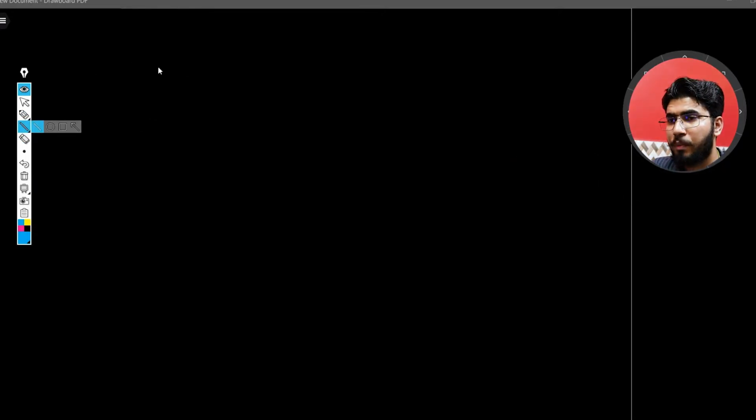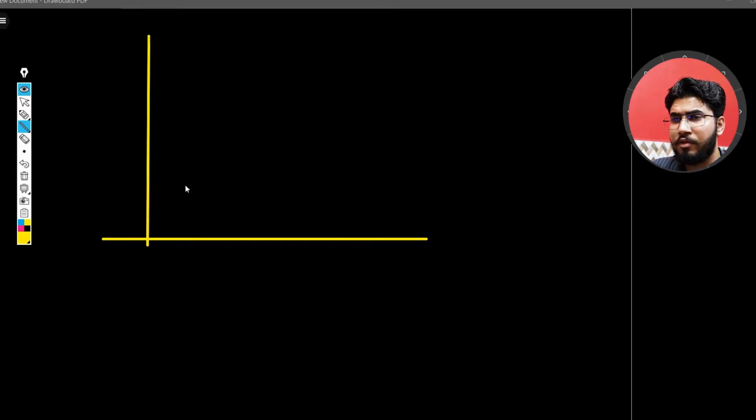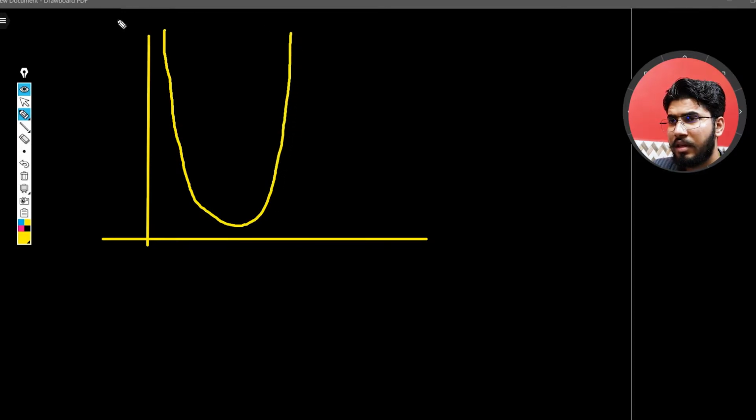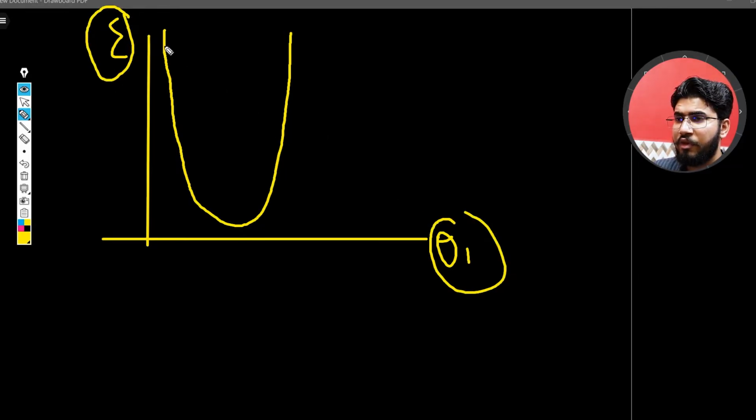So now we are going to prove that we have the correct graph. So this is the graph that we have. This is error, this is theta 1. To understand things better, we should have the proof that if we plot a graph between error and theta 1, then we will have this kind of graph. So let's see that first.